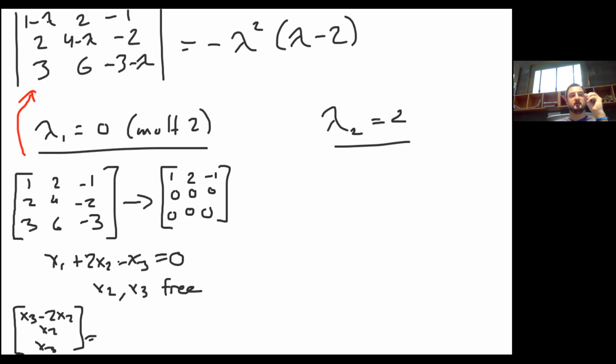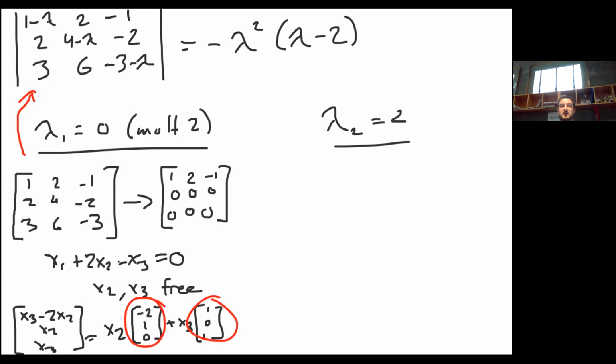We split that up into the two variables that we see, a vector for x2 and a vector for x3. If I do this for x2, I see that the vector is -2, 1, 0. And if I do this for x3, it's going to be 1, 0, 1. So these two vectors right here form the basis for my eigenspace, and those are going to be in two of the columns for my matrix P.